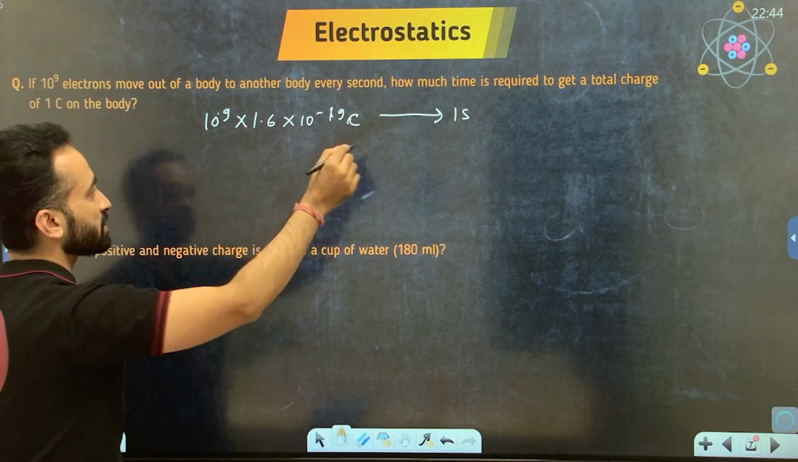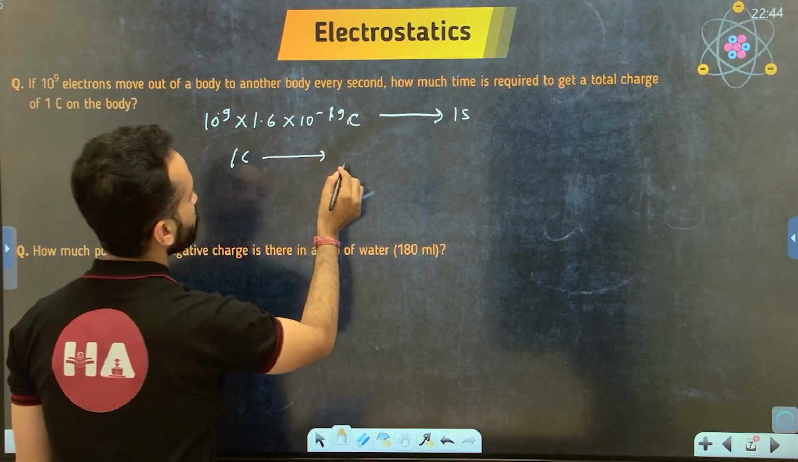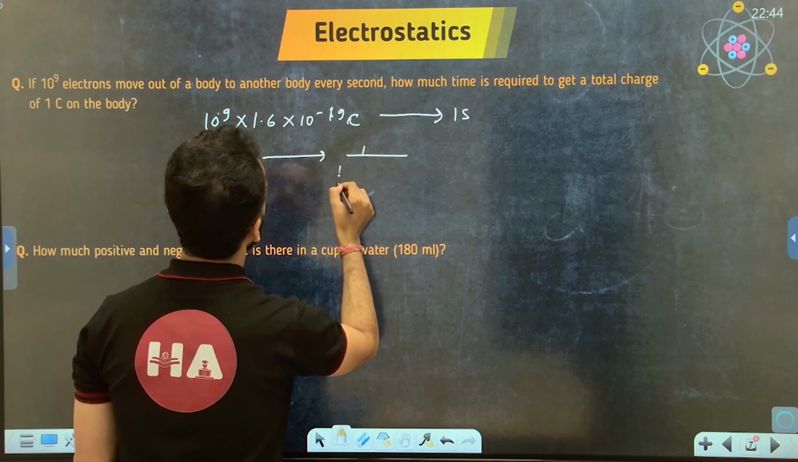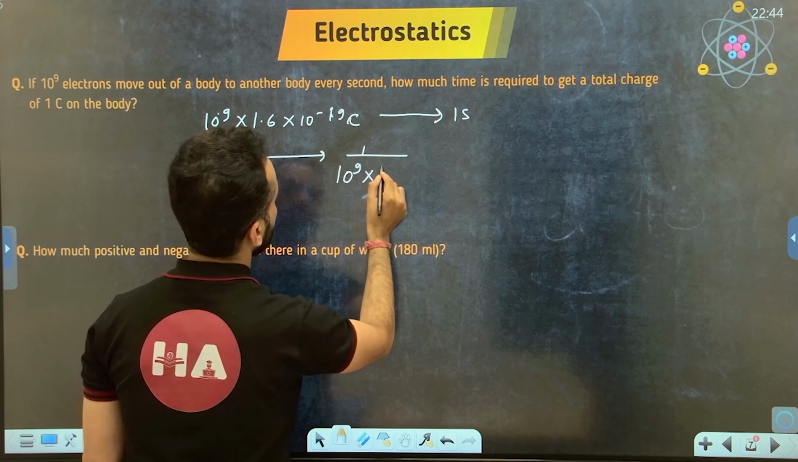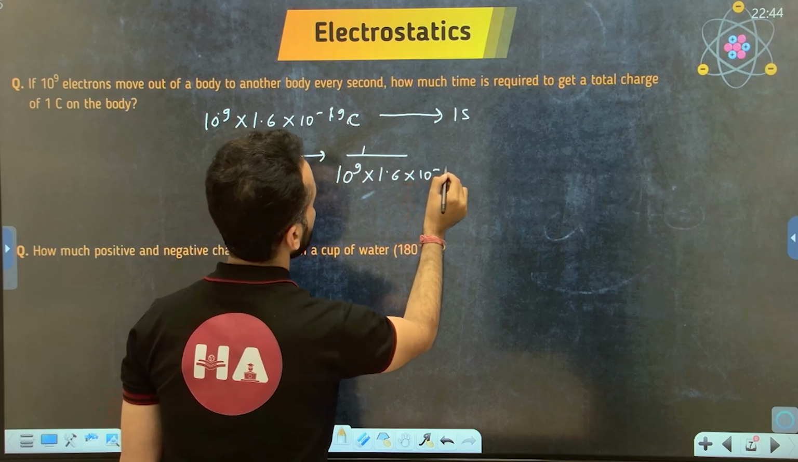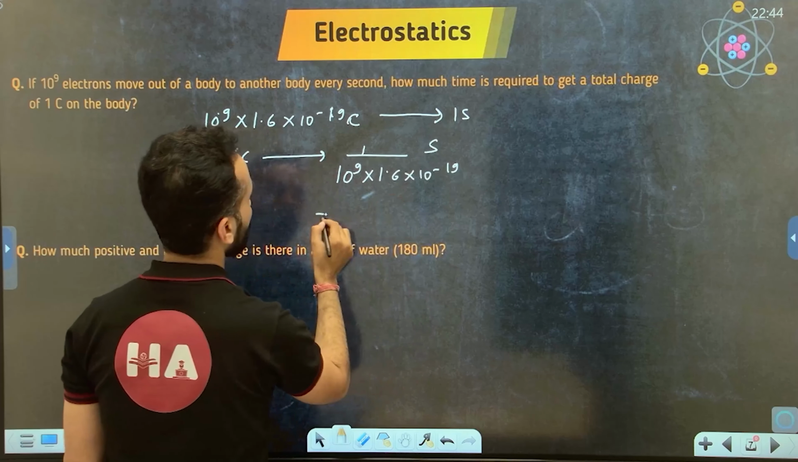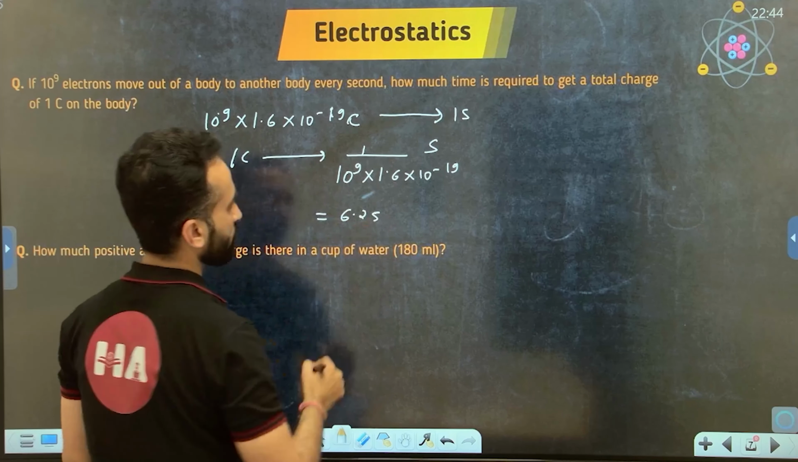All right, so you understand that. How much time will it take to transfer 1 coulomb? So you would say 1 over this much seconds, right? When you solve this, this will be like 6.25, right?